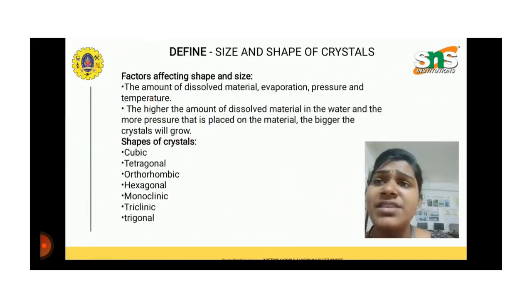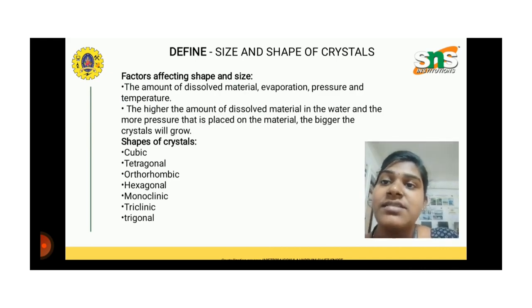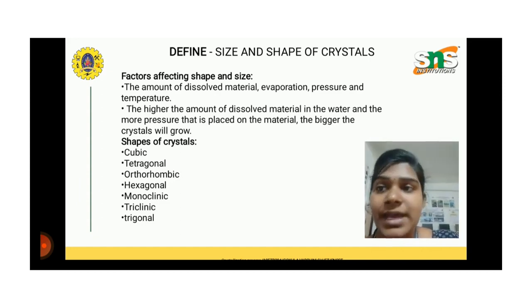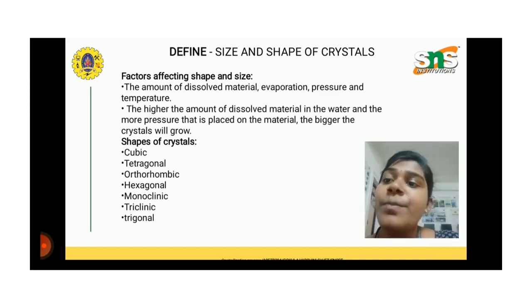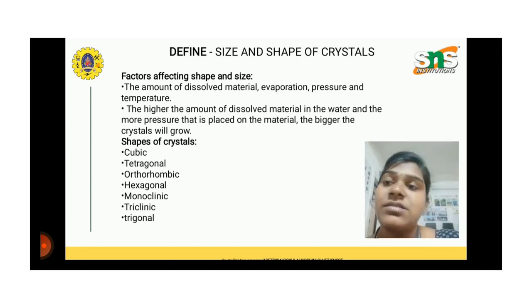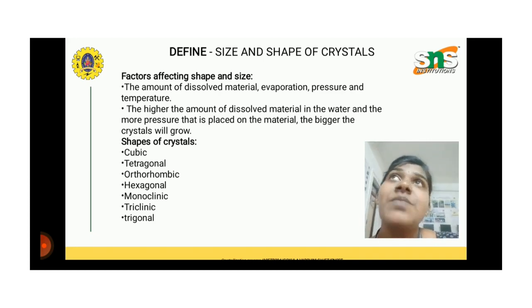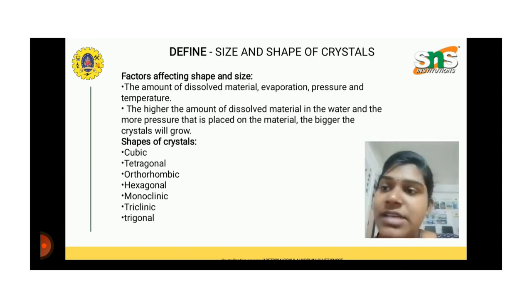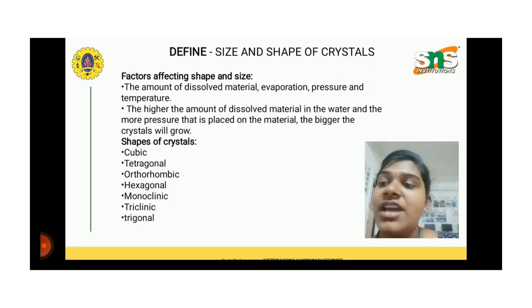So what determines the size and shape of the crystal? The factors affecting the size and shape of the crystal are the amount of dissolved material, evaporation, pressure and temperature, which also play an important role. The higher the amount of dissolved material in the water and the more pressure placed on the material, the bigger the crystal will grow. What are the shapes of crystals available? We can categorize them as cubic, tetragonal, orthorhombic, hexagonal, monoclinic, triclinic and trigonal.